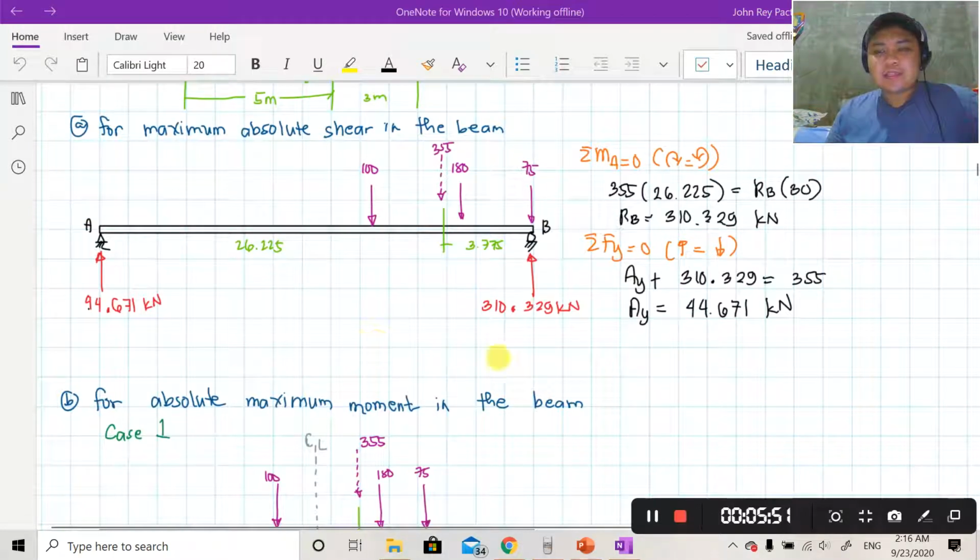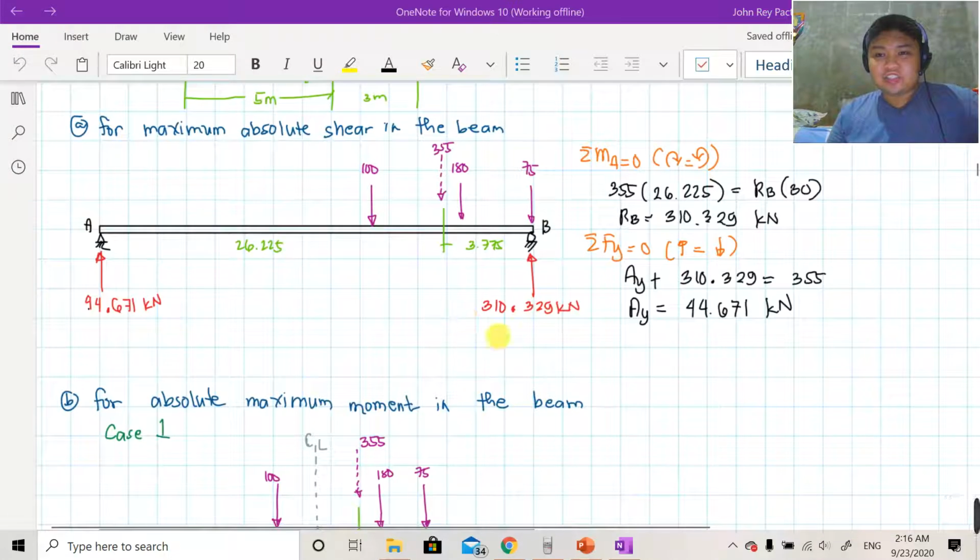Sabi nga natin class, the maximum shear is the larger of the two support reactions. And usually, kung saan yung mga loads natin, saan nagkumpulan yung mga loads, nandun yung maximum reaction. So for instance, dito nga, nasa kanan class yung ating mga loads. So therefore, the right support is the maximum shear.